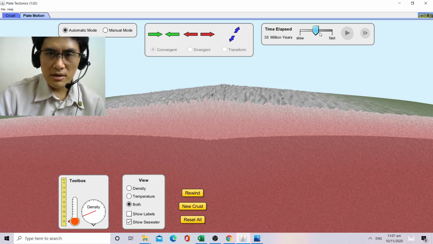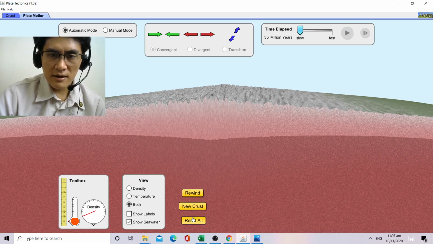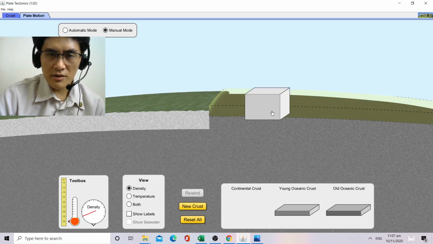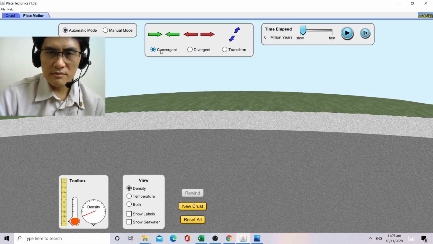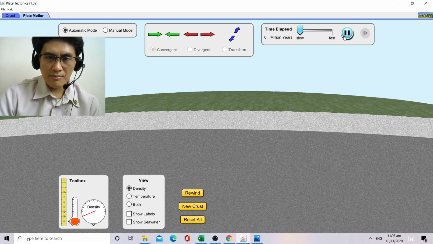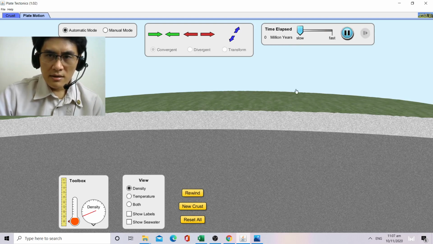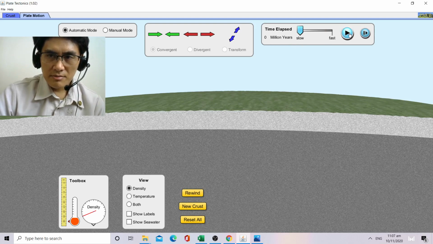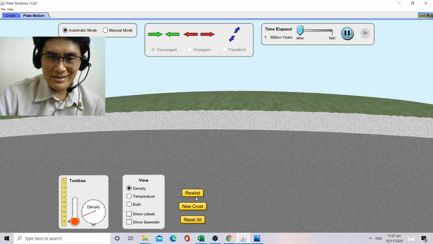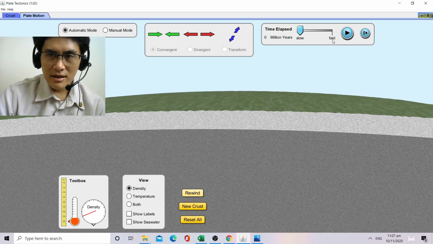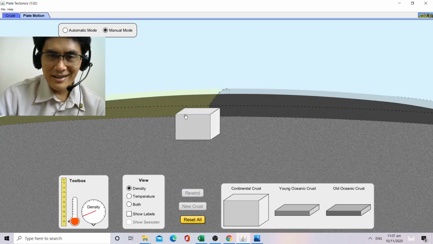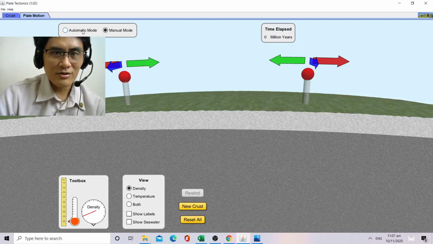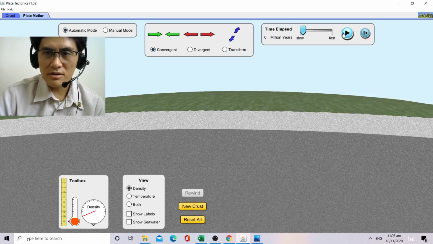Okay, let me reset that again. If you have continental and another continental, and both of them are converging, if we play, what happens? It's not playing. I'm not sure why. So maybe let's rewind and then play. It's not doing anything, so let's just reset. Continental, continental, automatic mode, convergent boundary, slow play.